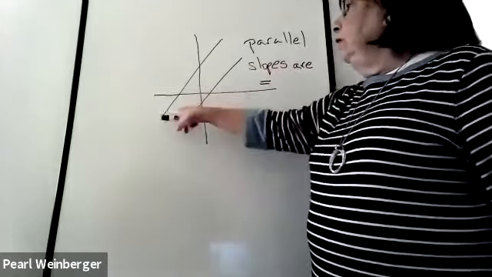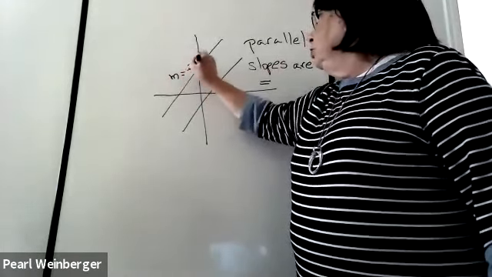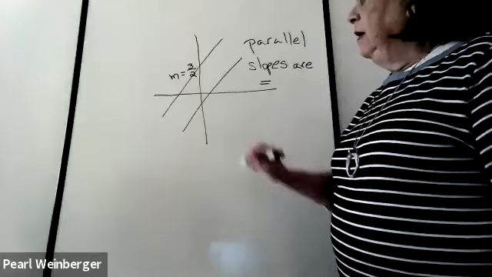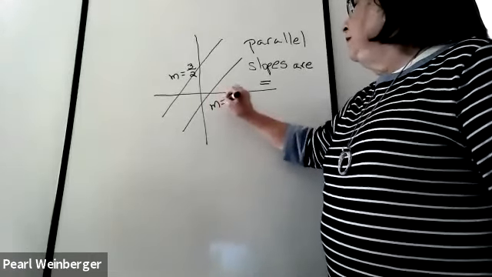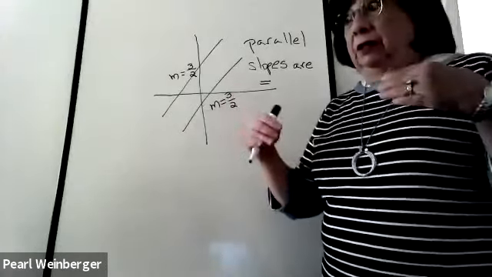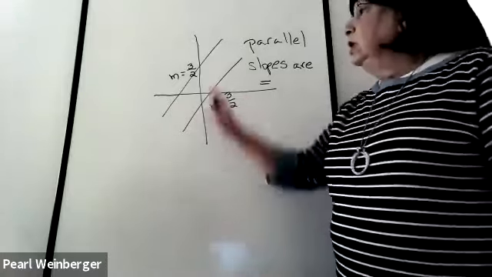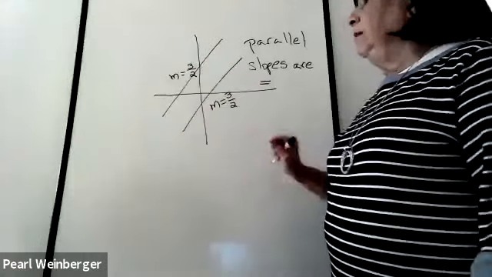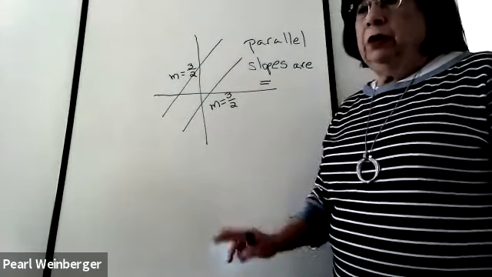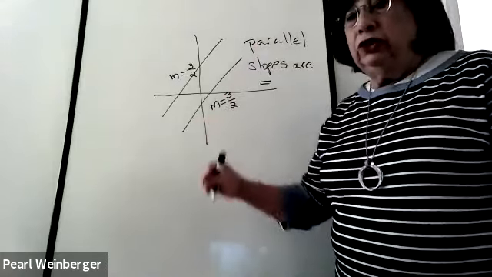So if I were to tell you, for example, that the slope of this line is 3/2, and I would tell you that this line is parallel to this line, then the slope of this line would also have to be 3/2. Sometimes they're not reduced fractions, but if they're both in the same reduced fraction format, then they're both going to be exactly the same thing. Two parallel lines have the same slope. Again, parallel lines have equal slopes.